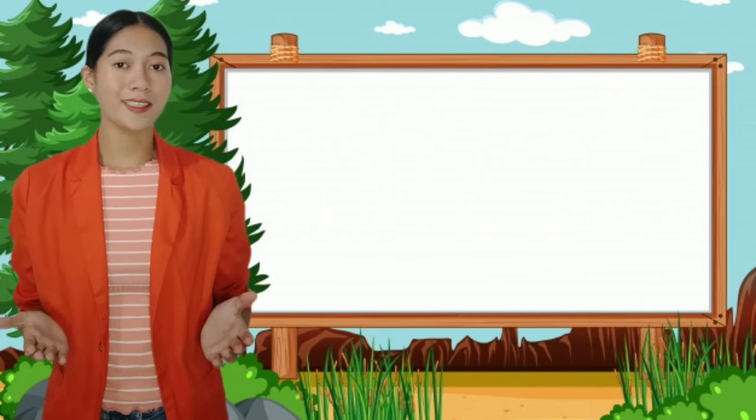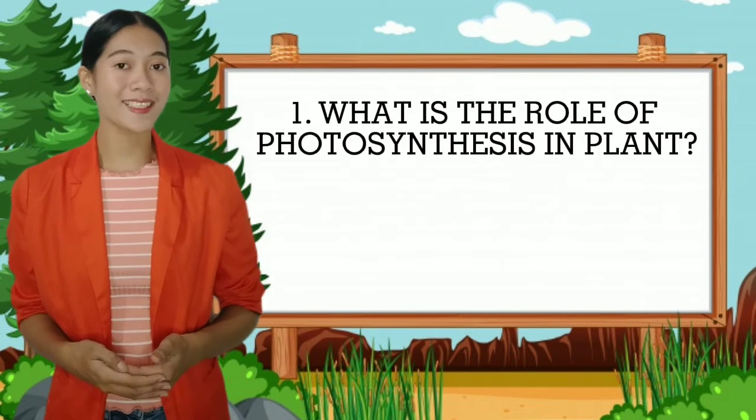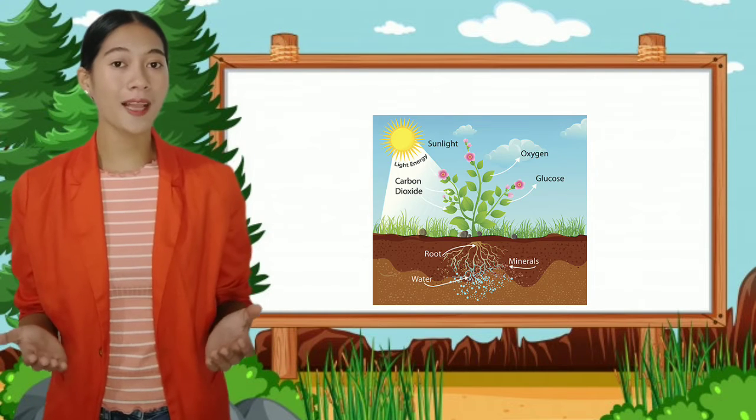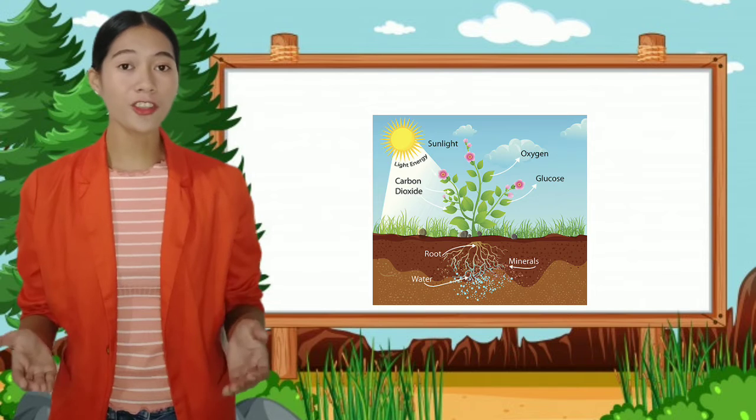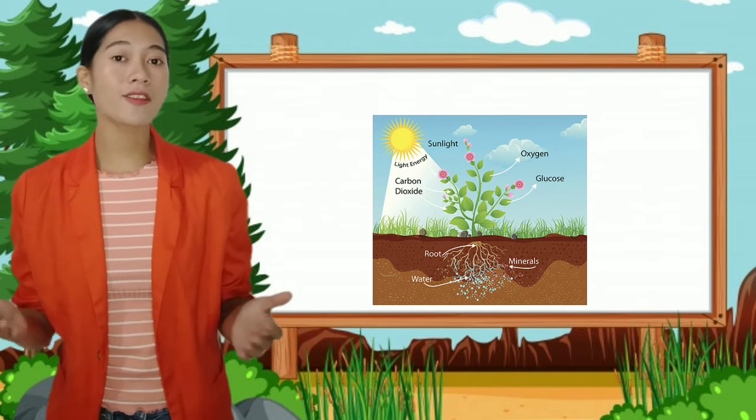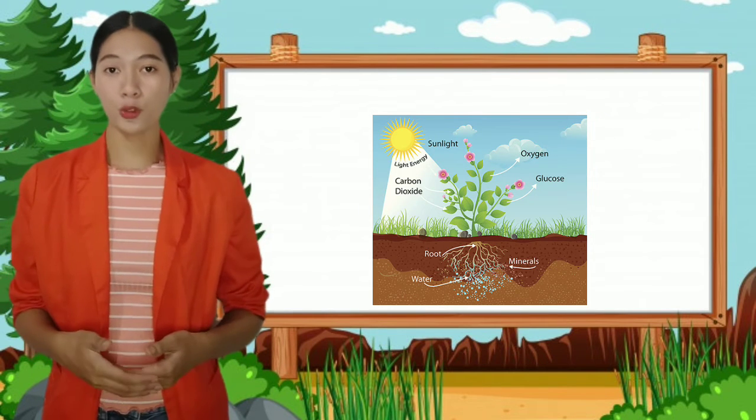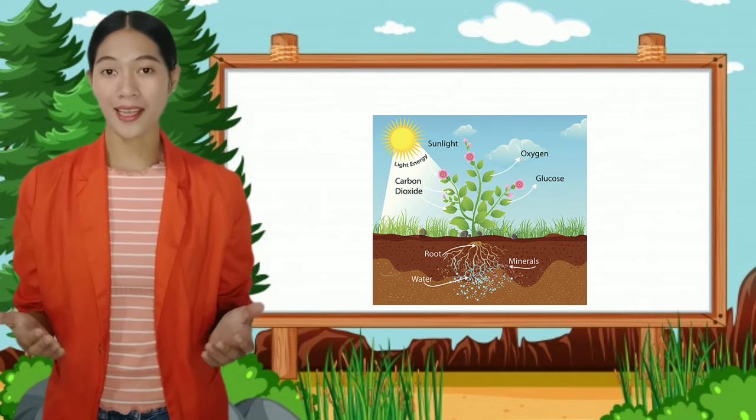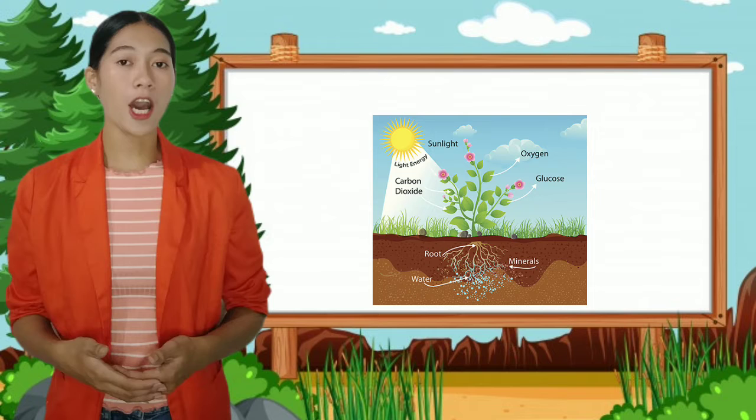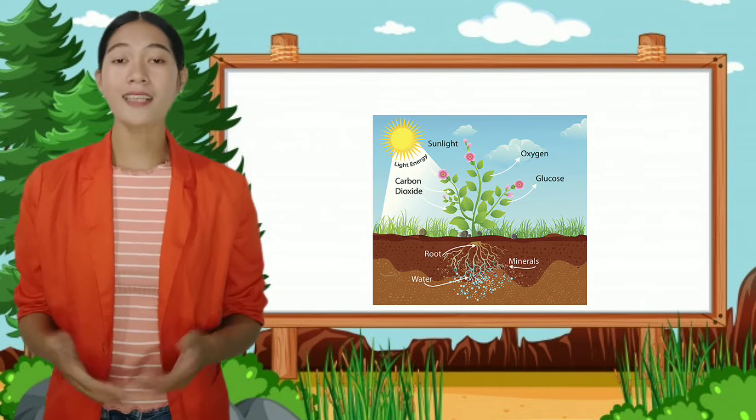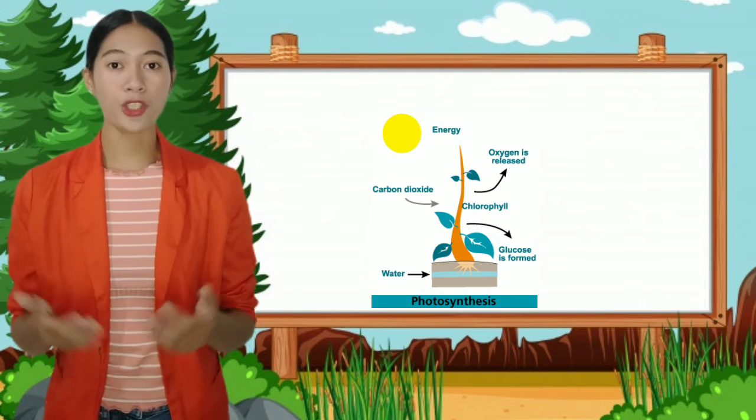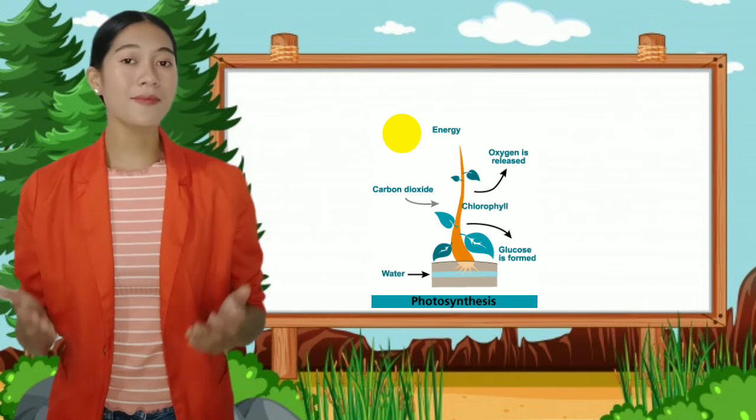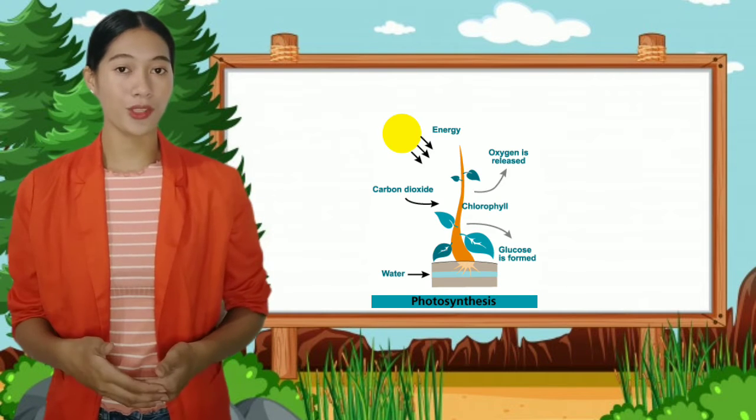Number 1 question is, what is the role of photosynthesis in plants? So photosynthesis is the process by which plants use sunlight, water, and carbon dioxide to create oxygen and energy in the form of sugar. Most life on Earth depends on photosynthesis. The process is carried out by plants, algae, and some types of bacteria, which capture energy from sunlight to produce oxygen and chemical energy stored in glucose.